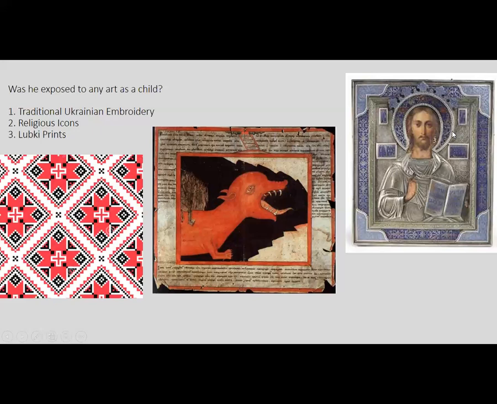And then something else you would see were really cheap woodcuts. They were called Lubke prints. It was an old tradition going back to the 17th century, and they were sold at carnivals or fairs, and they were really inexpensive, and they were printed on paper. A lot of times they would have images and text from folk tales or mythology or religious texts or even propaganda later on. People would use them to decorate homes, and the colors in this one are really similar to the Ukrainian embroidery, where we have red and black and white.